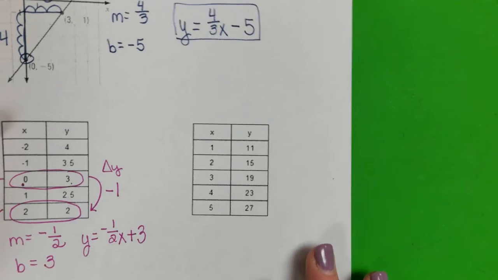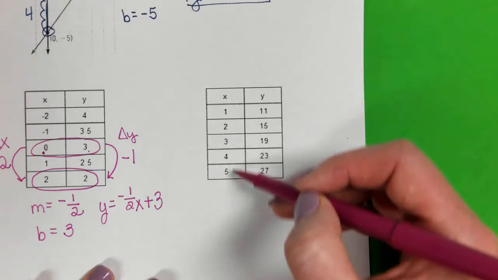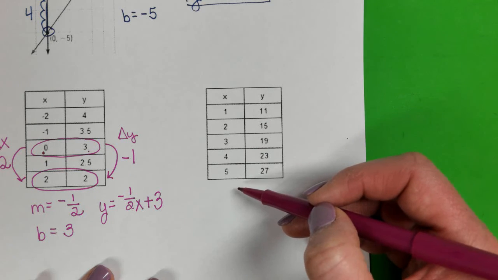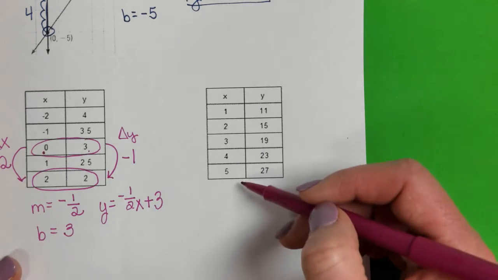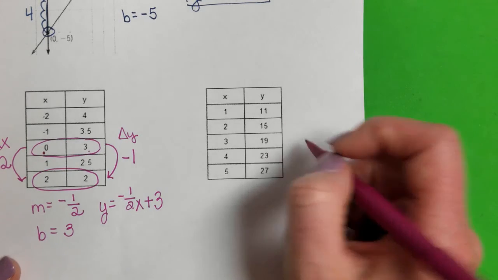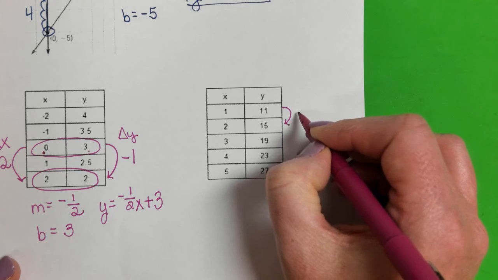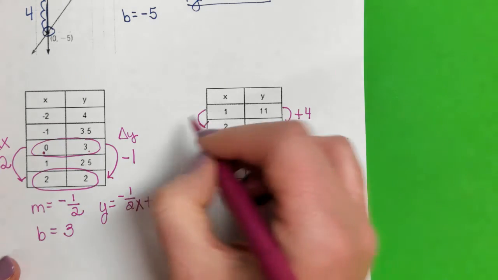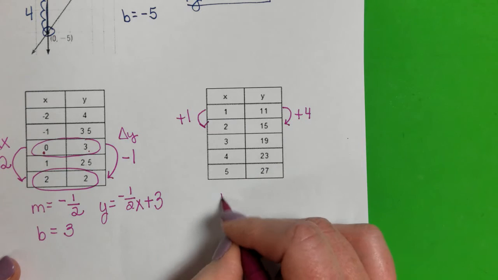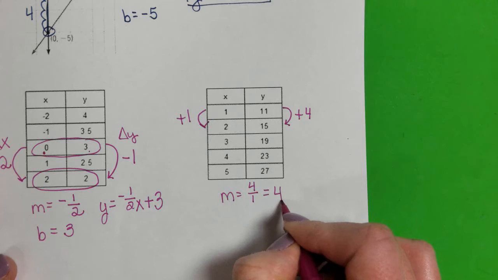Okay, let's look at the next one. The first thing I do want you to notice is we don't have an x value of 0. So we're going to have to do a little bit more work to find our y-intercept. Let's start by finding our slope. To get from 11 to 15, I'm adding 4. To get from 1 to 2, I'm adding 1. So my slope is 4/1, or simply 4.